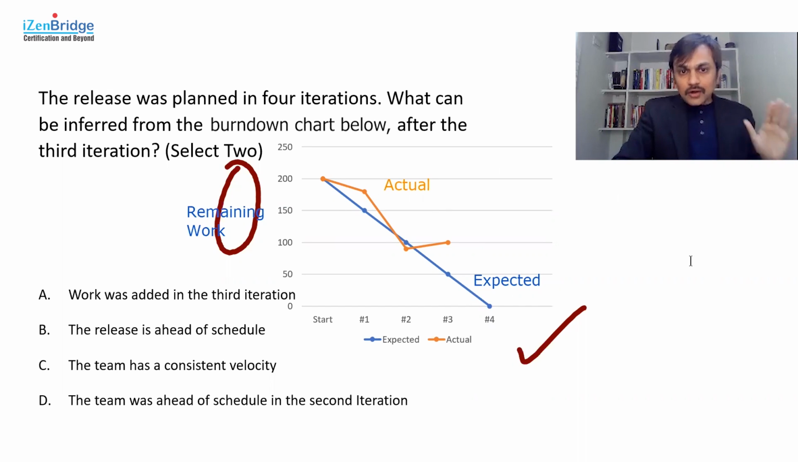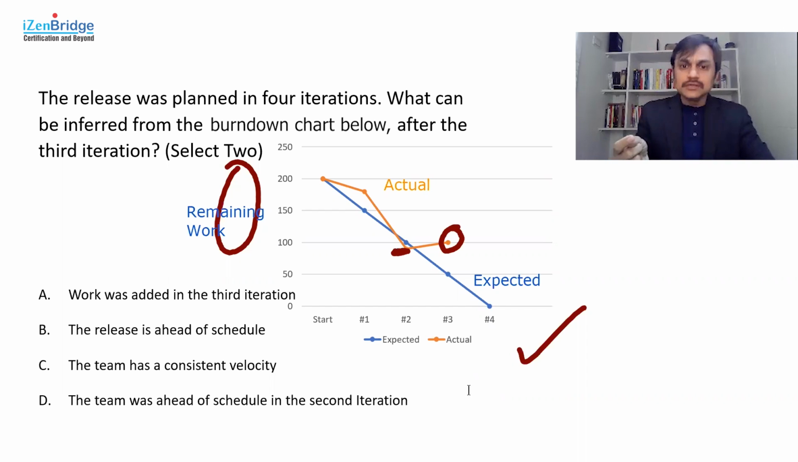Now the options seem a little tricky, and they require a bit more interpretation of these burn down charts. So let's go one by one. The work was added in the third iteration. Now what do you see? In the second iteration, you had less than 100 points of work left. And at the end of the third iteration, you have more work left, because the line went up.